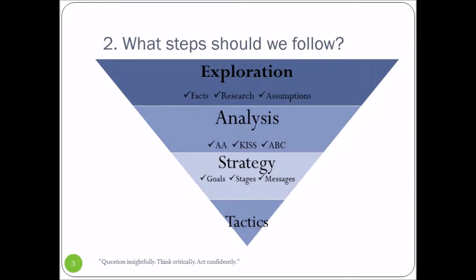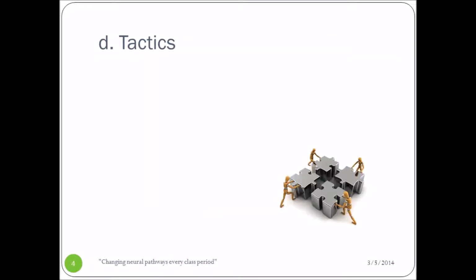Our framework, the thinking routine, again, shows the get big, get small orientation that we're following: exploration, analysis, strategy. Tactics emerge only after we've thoroughly explored the first 3 steps. So what are tactics? Tactics are those operational how-tos. It's how do we implement the strategy? By definition, it's those specific actions designed to deliver results.